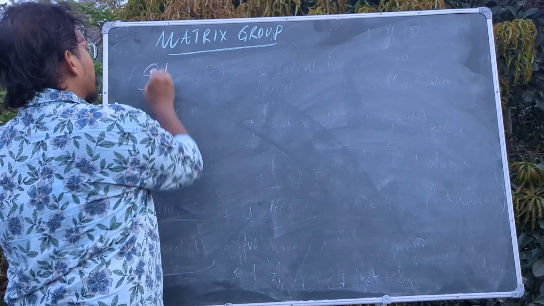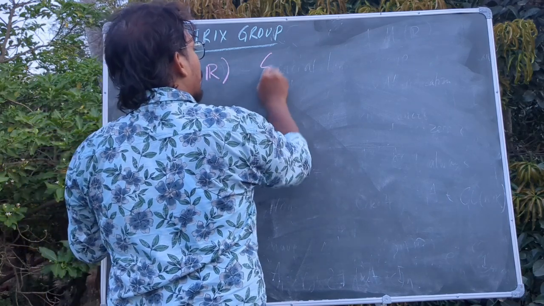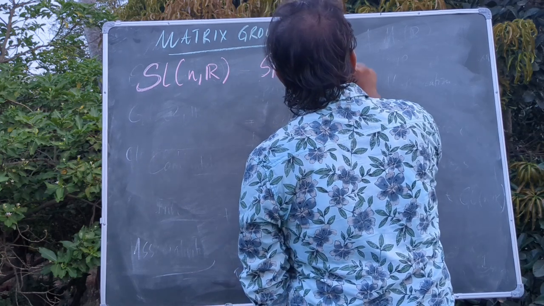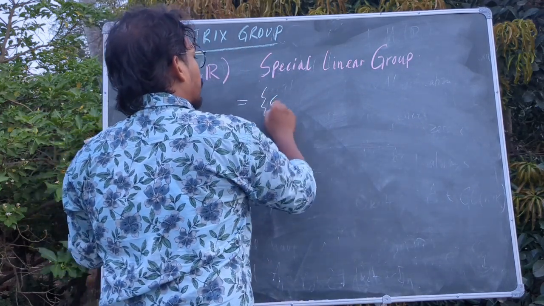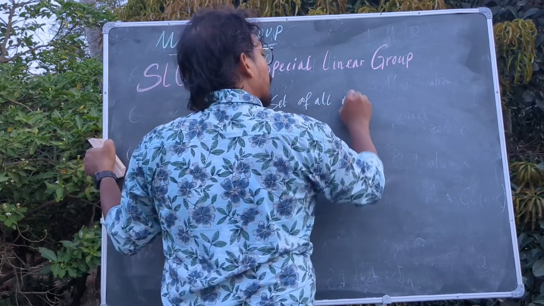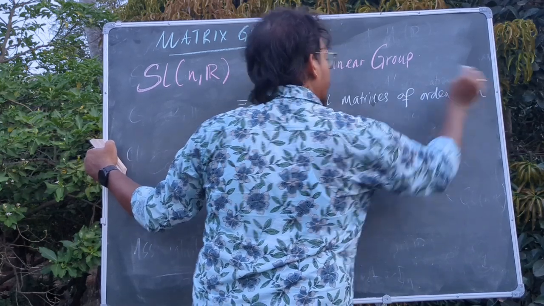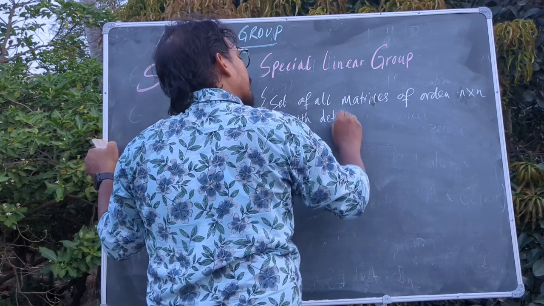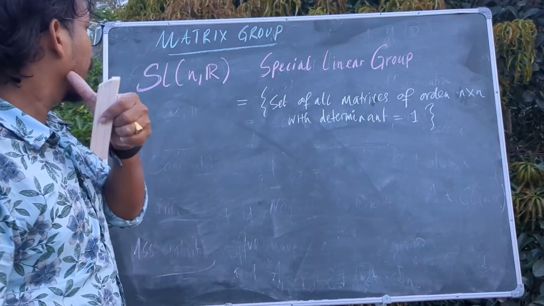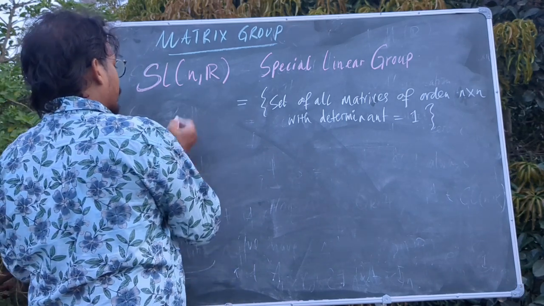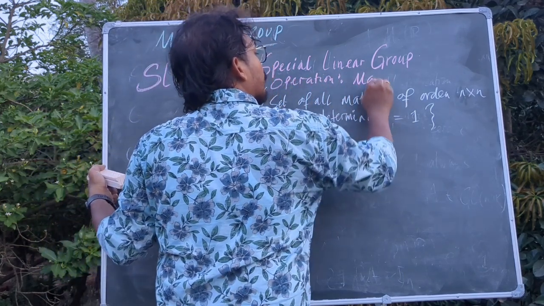We have another set of matrices. This is SL, read as special linear group. This set is equal to the set of all matrices of order n by n with determinant equal to 1, and this will form a group under the operation of matrix multiplication.